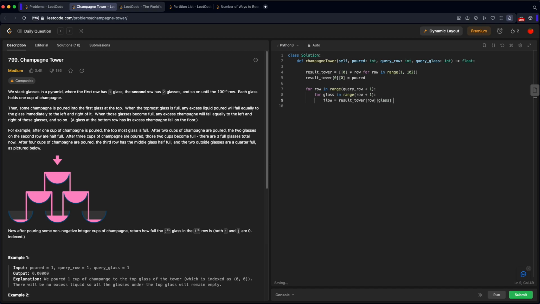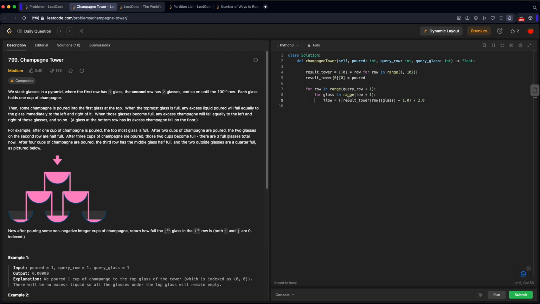So the amount of flow will be that minus 1, because it's going to retain 1 glass's worth of champagne. Let's see, not 1.9, minus 1. And that whole thing divided by 2. So that's the flow through this glass that goes to the left side. And it's the same flow that goes to the right side.